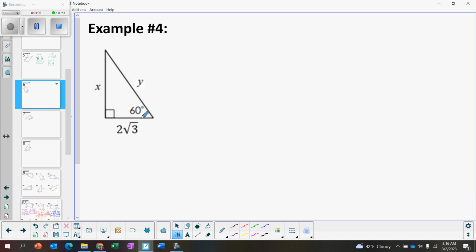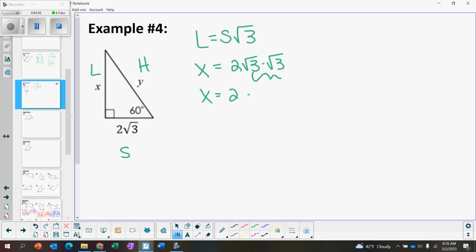All right, example 4. So we have a cross on the right angle by hypotenuse. This is 60. This is the long leg. This is the short leg. So again, I have the short leg. I could start with either. So let's say I start with L equals S root 3. So plug in X for L, 2 root 3 for S, still times root 3. So this is 2 times 3. X is 6.